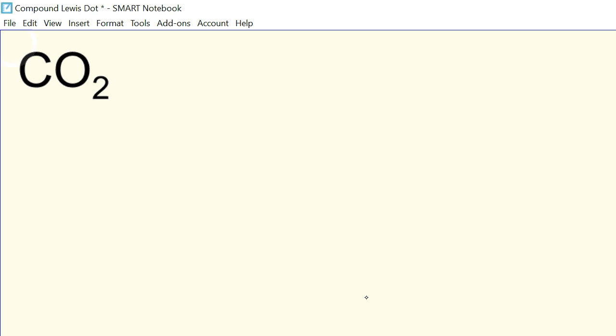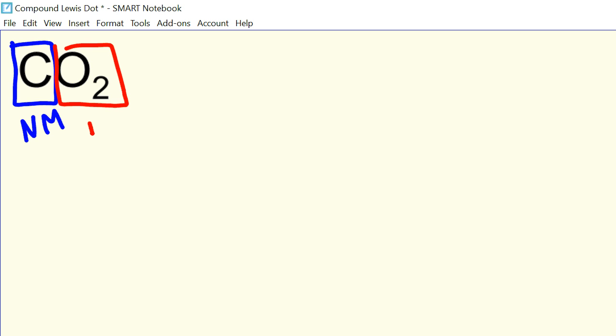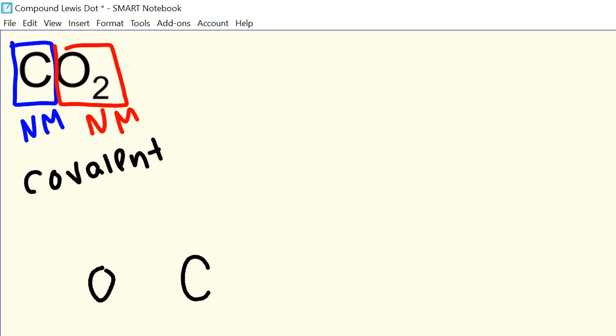Go ahead and put a box around carbon. Carbon is a non-metal. Oxygen is a non-metal. So 2 non-metals create a covalent compound. In covalent compounds, we're sharing electrons, so it's going to look different than that ionic one that we were just working on. So again, we're going to go ahead and decide which one's our central atom. We have 1 carbon and 2 oxygens. So carbon's going to be our central atom with oxygens on either side.